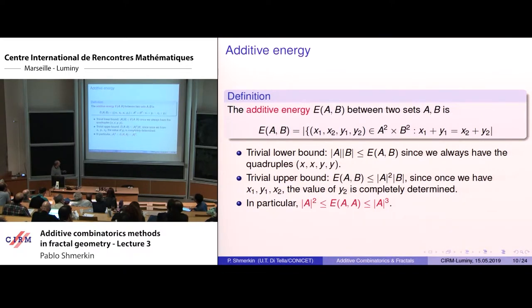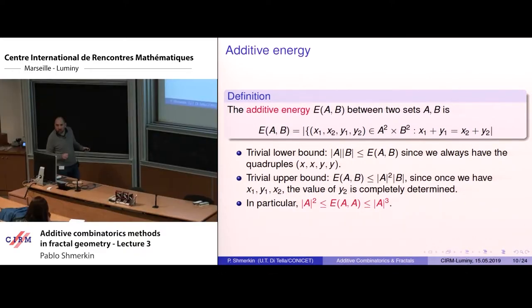So a set has additive structure when we are close to this end of the range, because it means that there are many coincidences when we add two numbers. If there are few coincidences, then we will be closer to the lower bound.